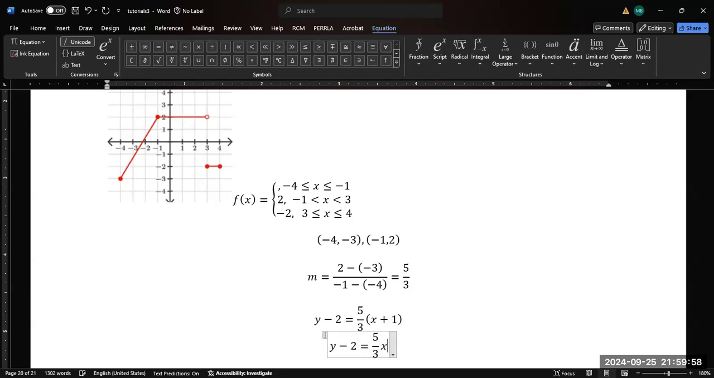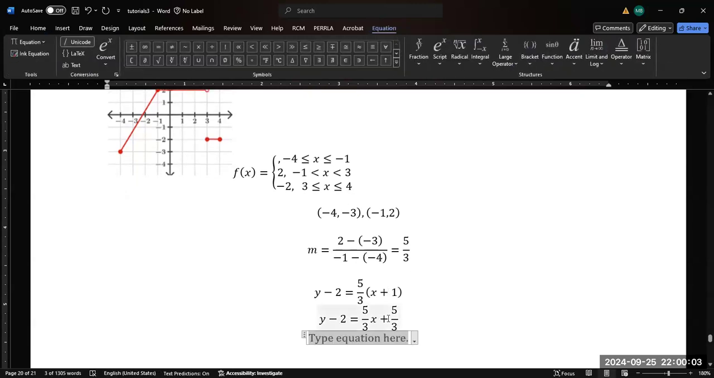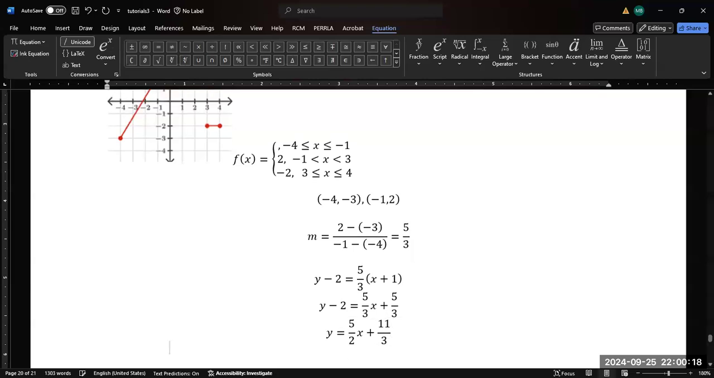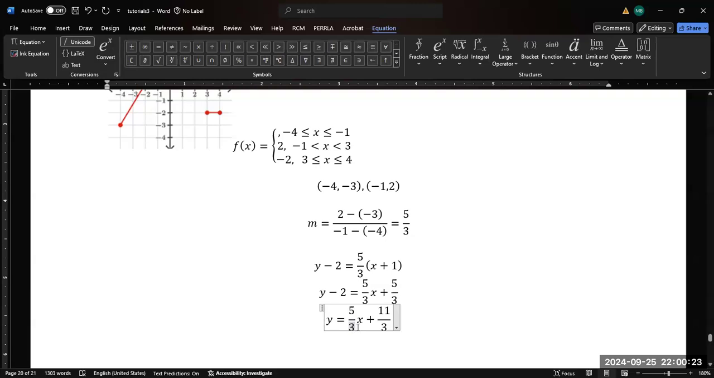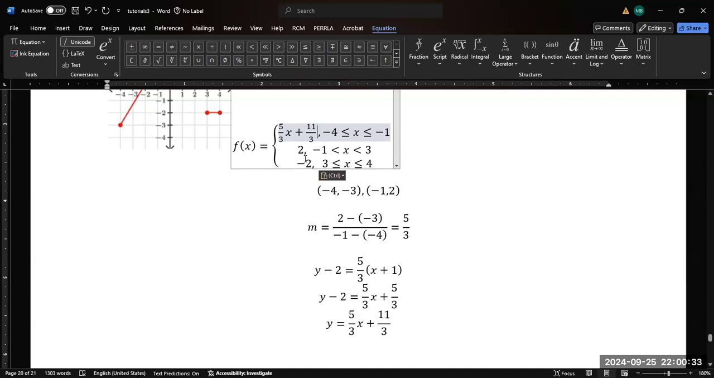Oh, I really don't like those 3's apparently. 5 over 3. And then if I add 2 to 5 over 3 for my coordinate, my intercept, 5 divided by 3 plus 2 is going to be 11 over 3. And so that is that denominator. That is going to be the equation of my line. And so finally, this segment is what is defined here for this first piece of our function.